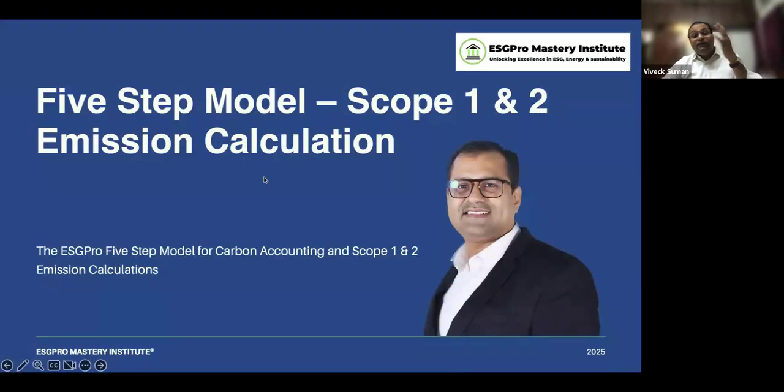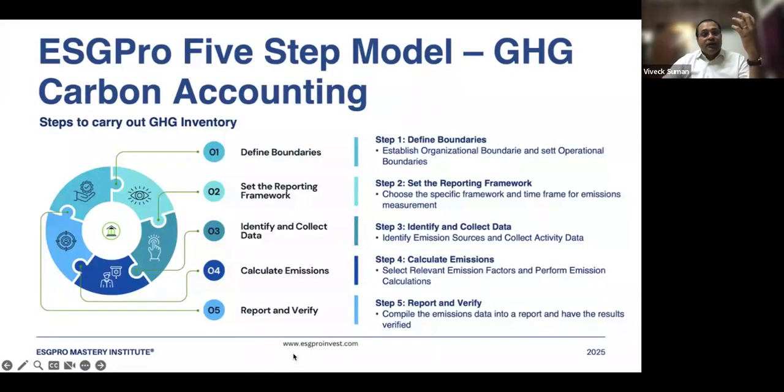Then comes 5-step model of ESGPro Mastery Institute. Okay, that's the part which we are starting today. So 5 principle, 5 steps. That's why you will never forget. If you match these 5, you will never forget creating a credible GHG inventory in your life. What is those 5 steps?